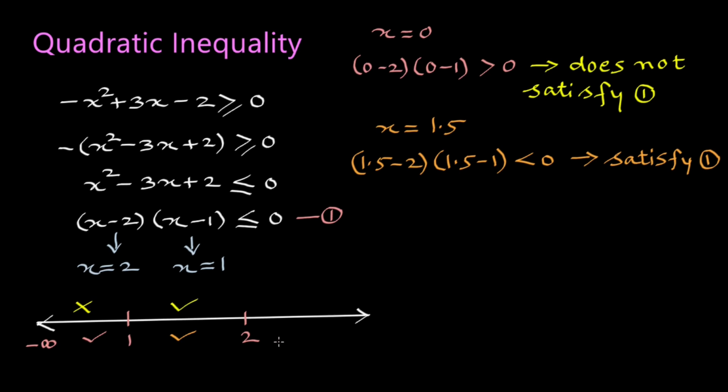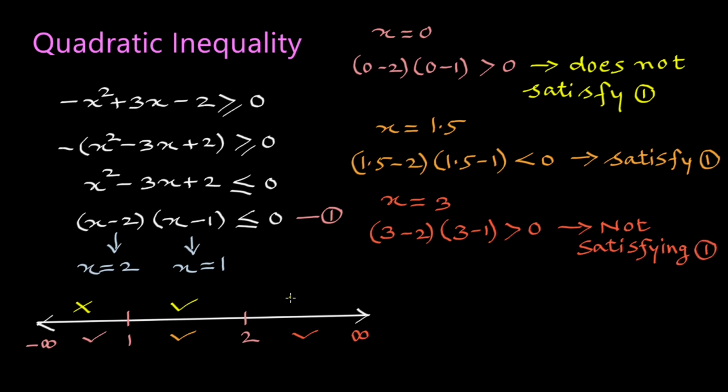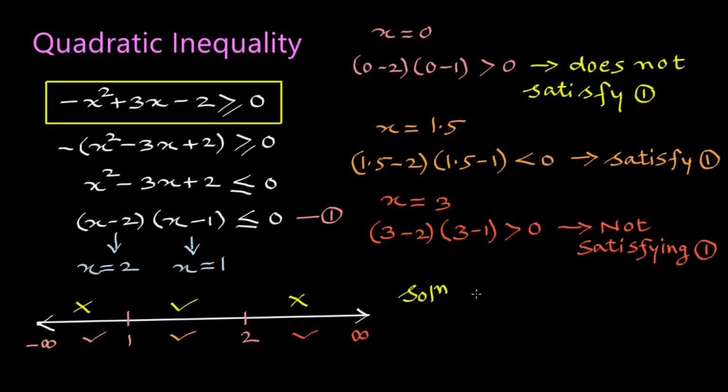In the third interval 2 to infinity, we will put x equals 3. 3 minus 2 into 3 minus 1 is a positive number, not satisfying equation 1. We put a cross over this interval. So the only solution in which this inequality is satisfied is the closed interval 1 comma 2.